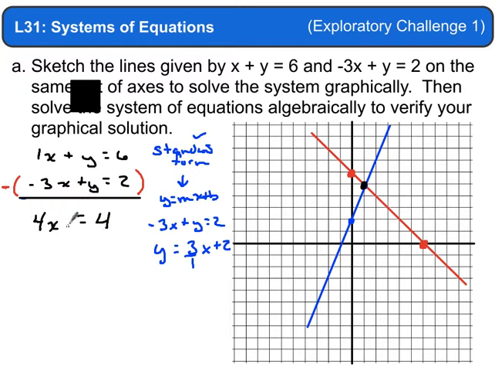Now we have a one-step equation where we solve for x, and x is equal to 1, which makes sense. This point is at 1 comma 1, 2, 3, 4, 5. Now to solve for y, I take my 1, which I now know, and plug it into one of these equations. The first one looks easier, so I'll put 1 plus y equals 6. Subtract 1 and find out that y equals 5. That confirms my solution algebraically as 1 comma 5.